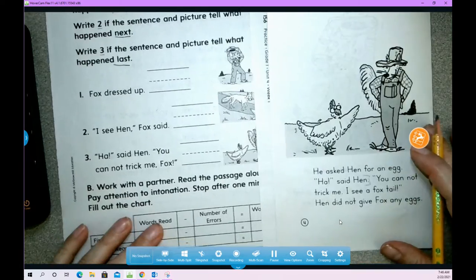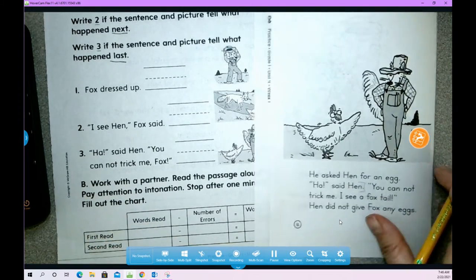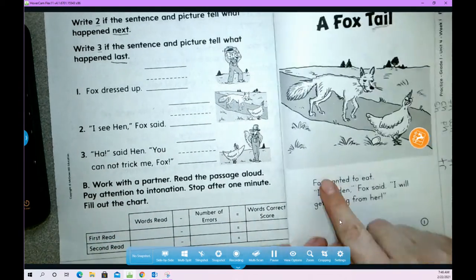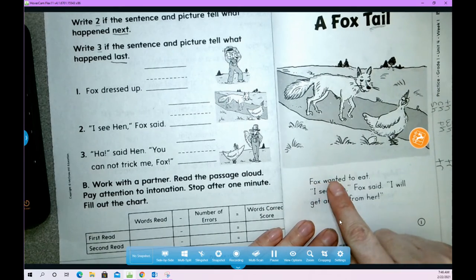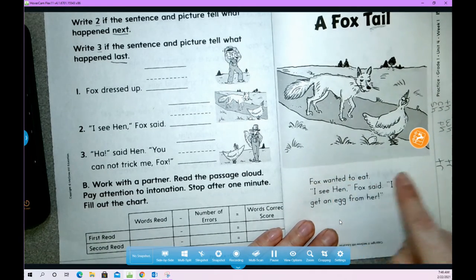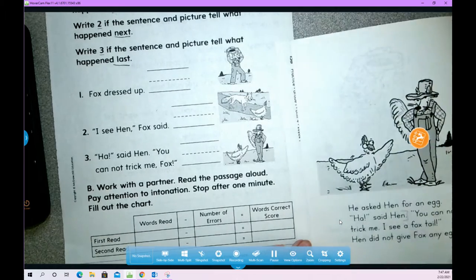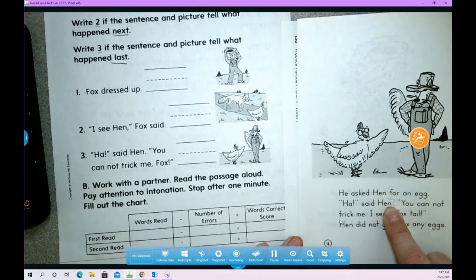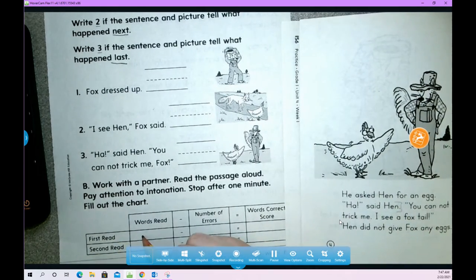So then I'm going to see how many words I read. So I'm going to go back and I'm going to count all the words I read. 1, 2, 3, 4, 5, 6, 7. I'm going to count them all the way up to here because that's up to the part where I read. And I'm going to write my words right here. So we're going to pretend that Miss Cortez read 30 words.